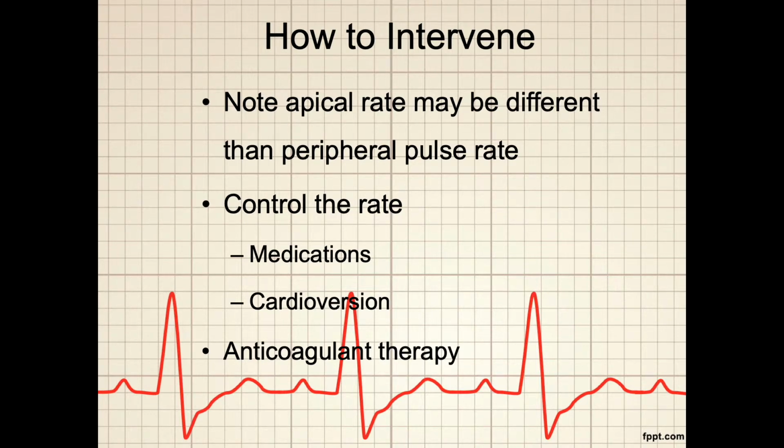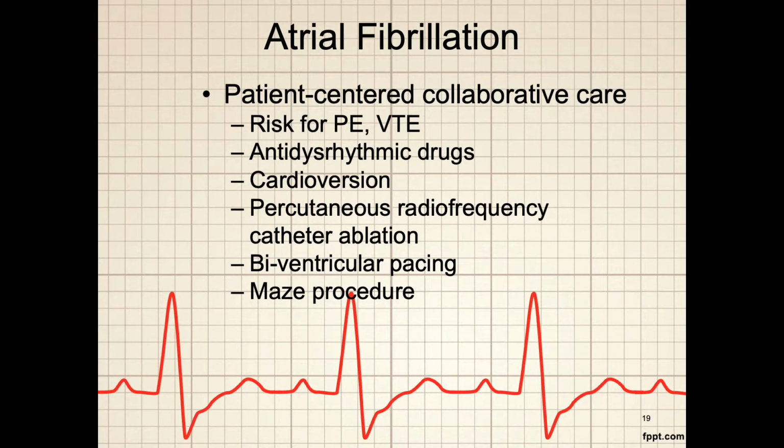Other interventions for patient-centered collaborative care for atrial fibrillation include reducing the risk for pulmonary embolism and venous thromboembolism by using anticoagulant medications. Other interventions include the use of antidysrhythmic drugs, cardioversion, percutaneous radiofrequency catheter ablation, the Maze procedure, and biventricular pacing.